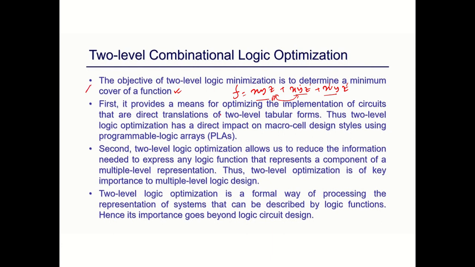Second, first, it provides a means for optimizing the implementation of circuits that are a direct translation of two-level tabular form. Thus, two-level logic optimization has a direct impact on the macro cell design style using the programmable logic array. So what is the meaning of this sentence? If we are able to minimize the product terms with the help of some property, so that a minimum number of product terms is used to represent a particular function, then automatically the macro cell utilization will get reduced.